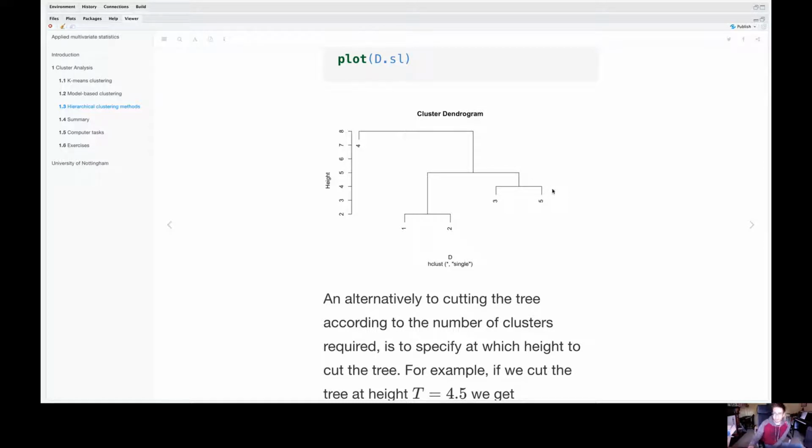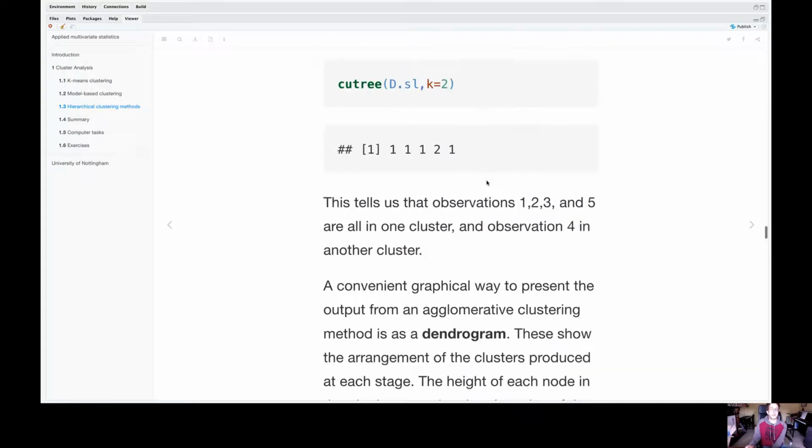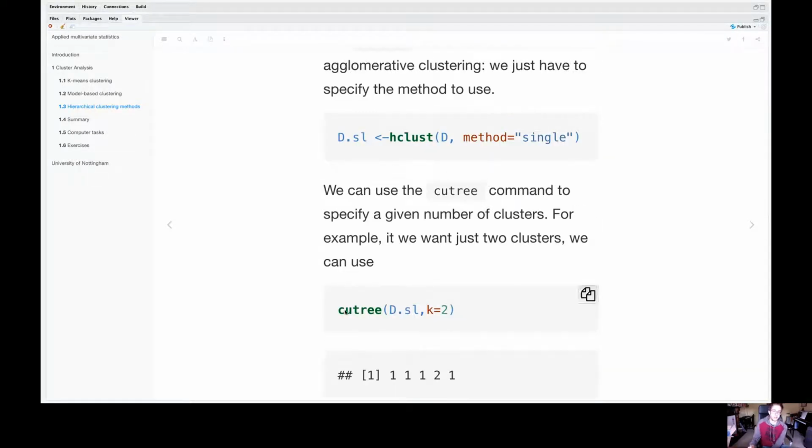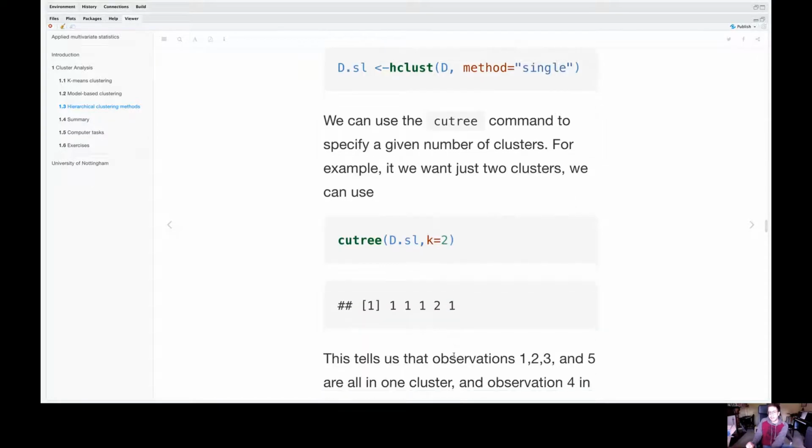Okay, so that's a dendrogram, and that's a useful way of visualizing these clusters. To extract the clusters, we can use this cutree command. What we have to specify then is either the height at which we cut or the number of clusters we want. So to specify the number of clusters, we specify k equals 2, say, and it gives us a labeling for each of the points.